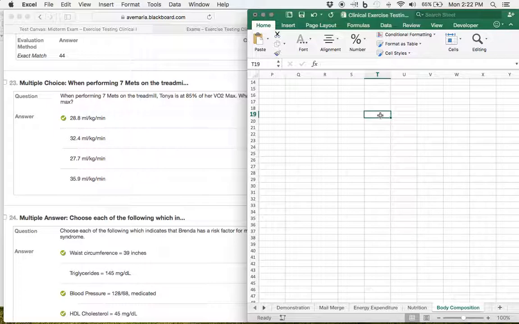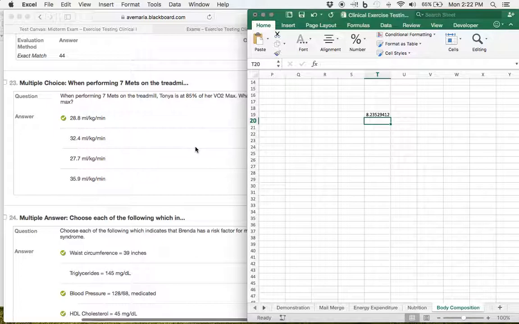And so in order to figure that out, we can just take 7 mets divided by 0.85. Divide that by 85%. And we know now that her met max is 8.23. 7 mets is 85% of 8.23 mets.